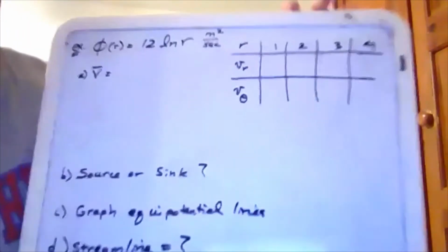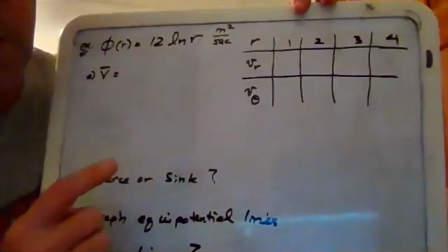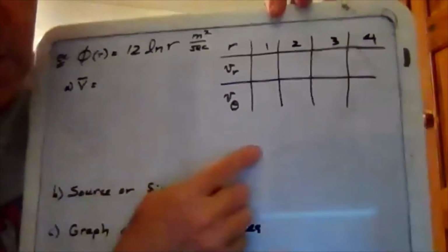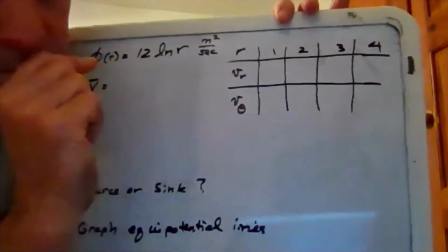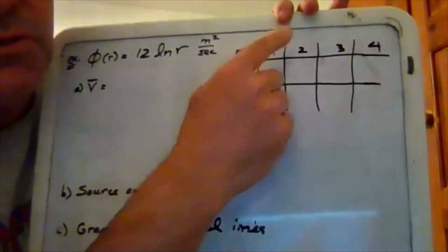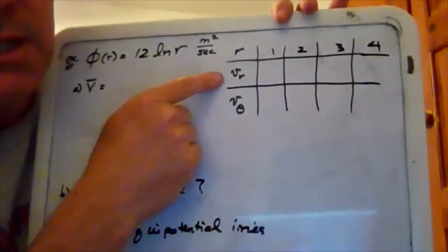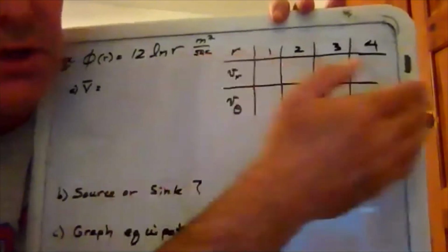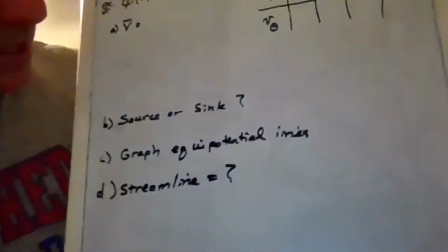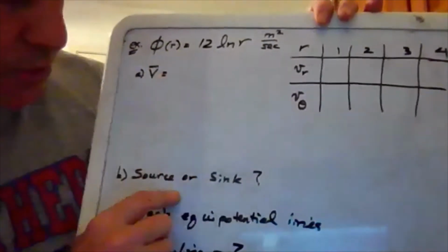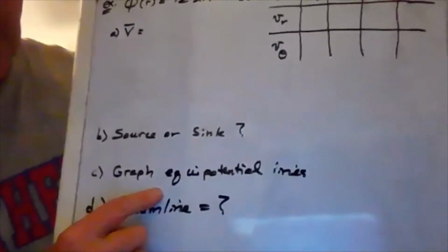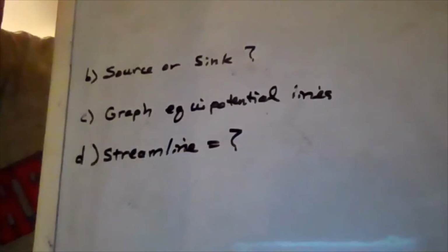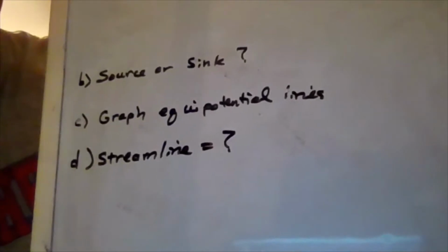Hopefully you've made some progress, but let me detail what we're going to try to do in this problem. We're going to try to come up with a velocity vector equation. We're going to try to fill out this chart: at r equals 1, 2, 3, and 4, what is the radial component of the velocity? What is the angular component of the velocity? We're going to fill in numbers there. We're going to say, is this equation modeling a source or a sink? We're going to try to graph the equipotential lines. And finally, we're going to think about what the streamlines look like and what a streamline equation would be.